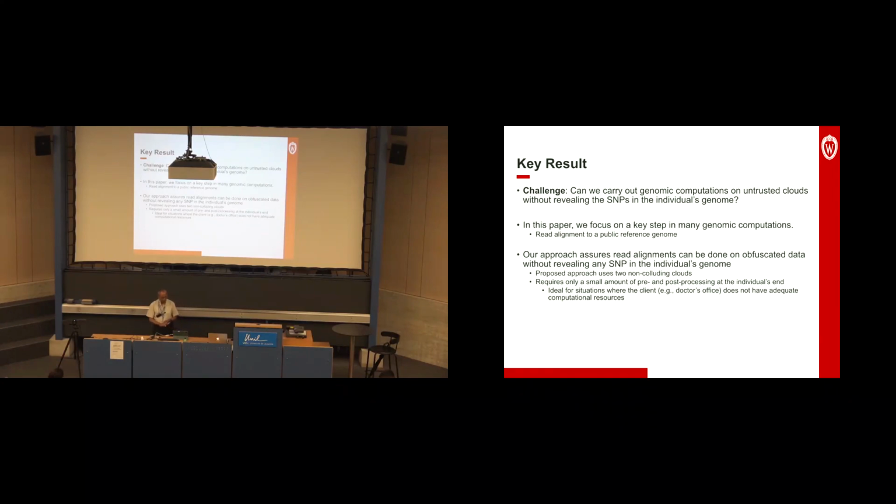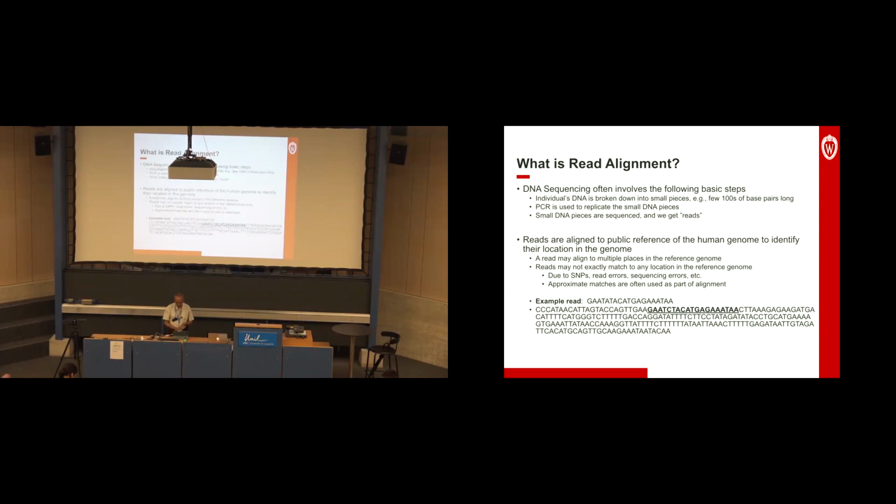Okay, so the key result in the paper is that we are trying to provide a method using what is called read alignment. That's part of the sequencing step to reconstruct your genome after you send your DNA. We want to make sure that your SNPs are not revealed. We use a two-cloud approach, and the two clouds we assume are semi-honest but non-colluding. The other constraint is that the doctor's office or client that is trying to do ancestry doesn't have any computational power. They do most of the computation in the cloud. So this is an asymmetric computational environment where the privacy needs to be guaranteed.